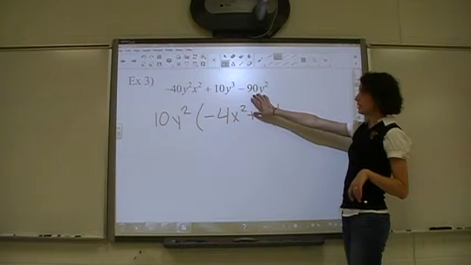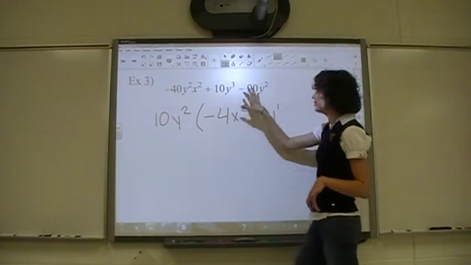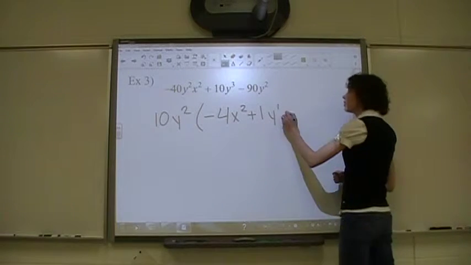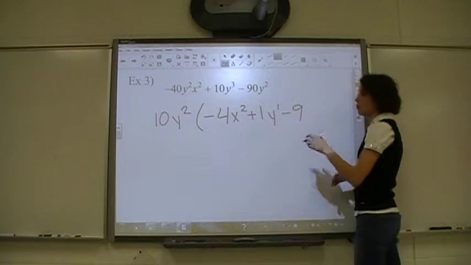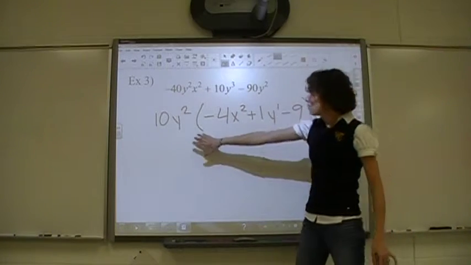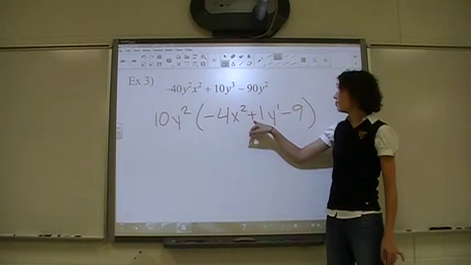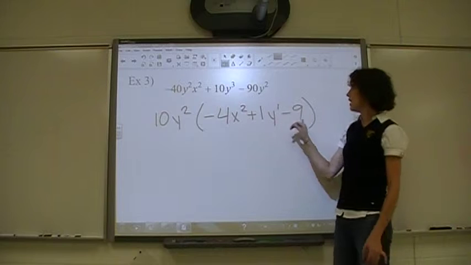Lastly, we have 90y squared. So if you take 10y squared out of negative 90y squared, we're left with negative 9 and no more y's. So this is my final answer: 10y squared times negative 4x squared plus y minus 9.